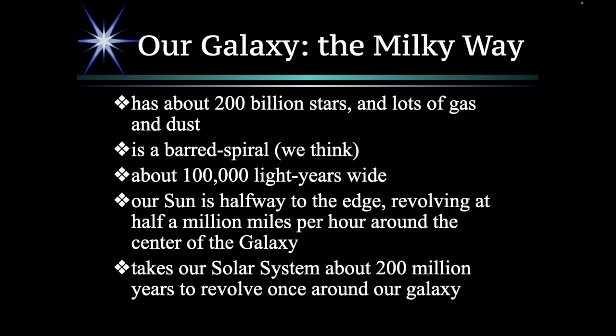Our sun is halfway to the edge. It is calculated and estimated that our solar system is going to take about 2 million years to revolve once around our galaxy. So the galaxy and what's inside the galaxy is believed to be moving. So this is an estimation of how long and how large that galaxy is.